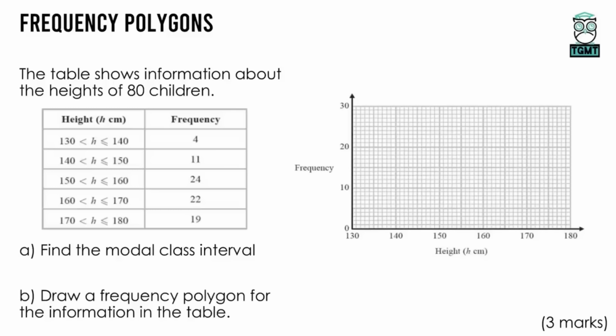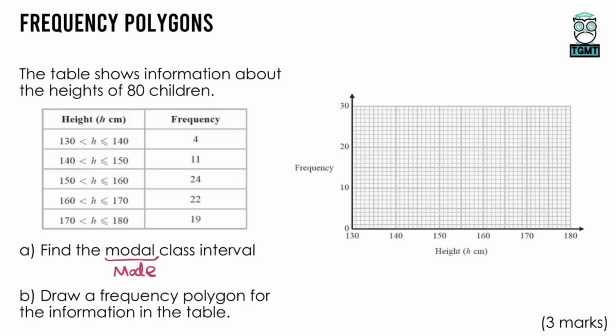Now a frequency polygon is a really nice graph to draw. Part A here though asks us to find the modal class interval. Now modal class is just another word that's used for the mode when we are looking at groups. So here on the left we have categories 130 to 140, 140 to 150, and all the rest going down.